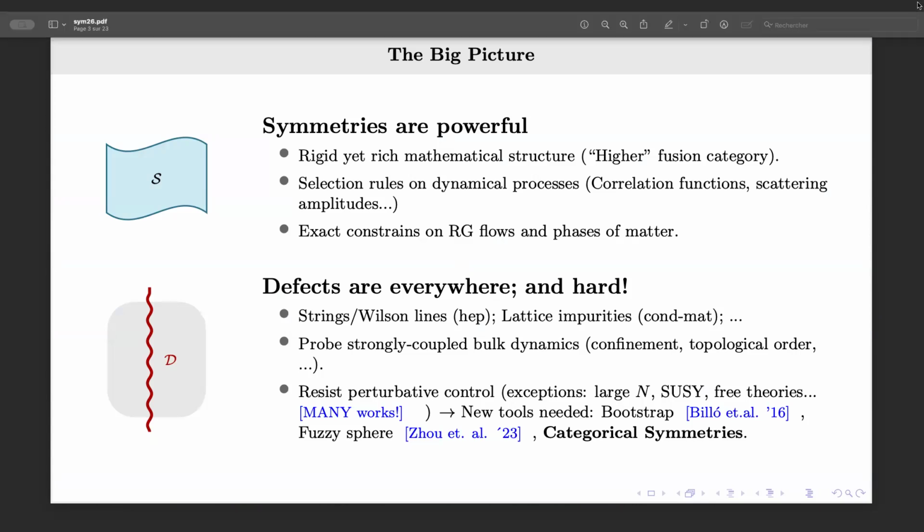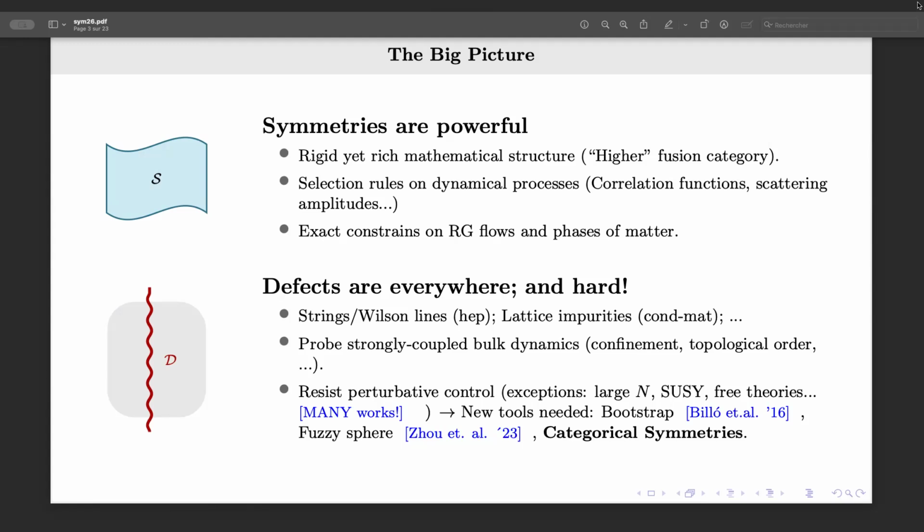Okay, so just to give some motivation, symmetries are powerful, and this we all know. They have a very rich but rigid mathematical structure. They give selection rules on dynamical processes like correlation functions, scattering amplitudes, and so on. And they give exact constraints on RG flows, which is my motivation to study them. But this talk will be about defects. Defects are extended impurities which appear everywhere, from strings and Wilson lines to lattice impurities, and they probe strongly coupled bulk observables like confinement, topological order, and so on.